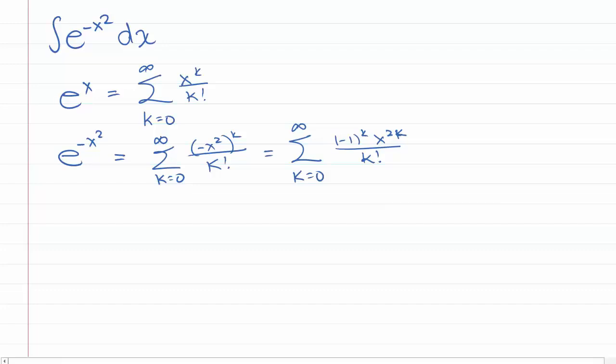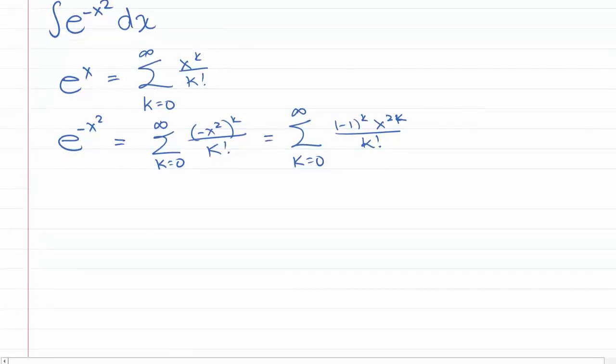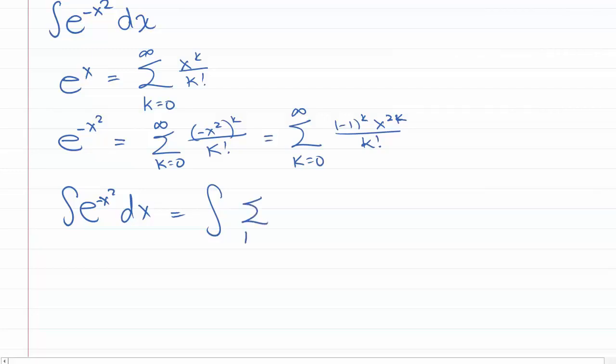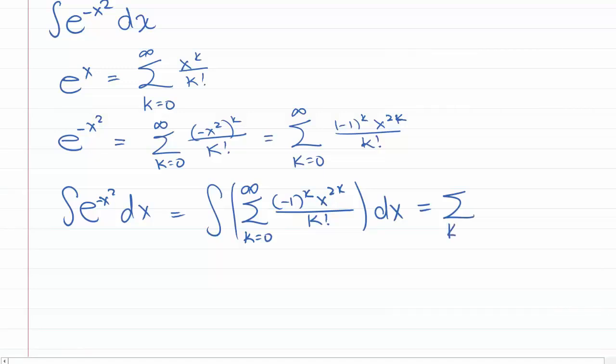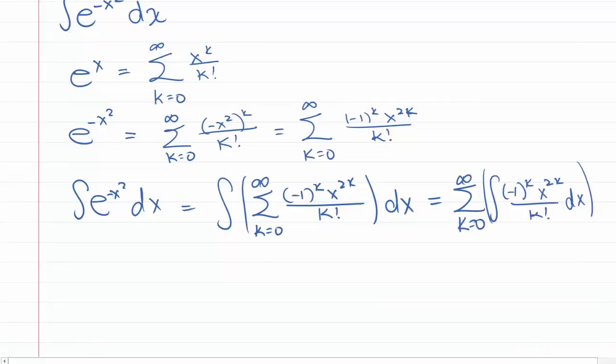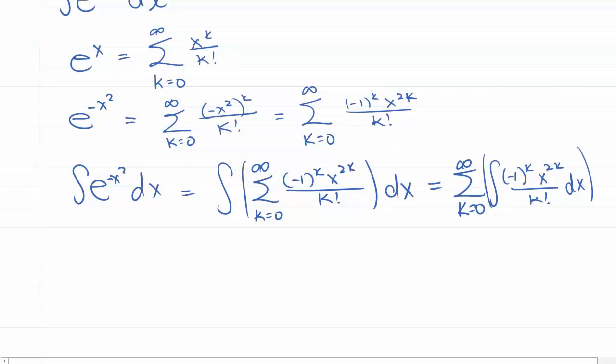And now, if we want to integrate it, the integral of e to the negative x squared is the same as the integral of the power series, which is the same as the power series of the integral. This was a big theorem that we had. But remember now, the integral only cares about x. It doesn't care about those k's. So this is just the sum k goes from 0 to infinity of, we keep our negative 1 to the k, we keep our k factorial, and we just take the integral of x to the 2k to get x to the 2k plus 1 over 2k plus 1.